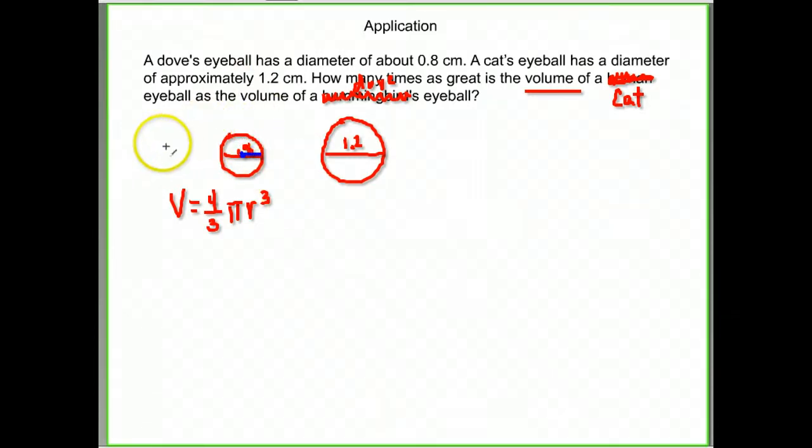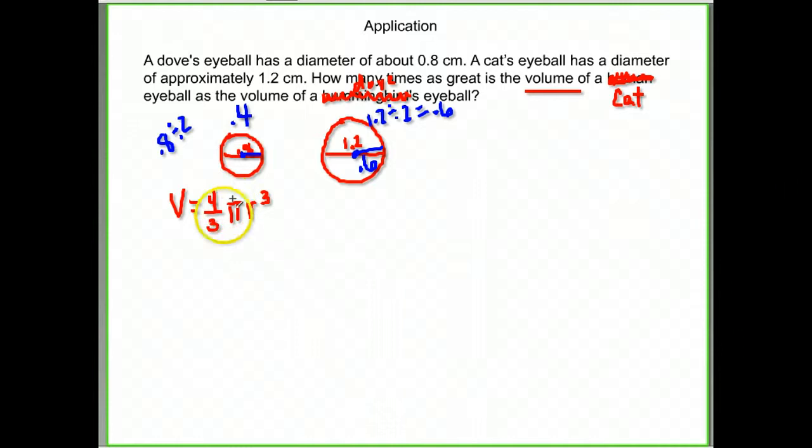So for my dove, I would take 0.8 divided by 2 to get my radius, which gives me 0.4. For the cat, 1.2 divided by 2 gives me 0.6. So the radius of the cat's eye is 0.6, and the radius of the dove's eye is 0.4.